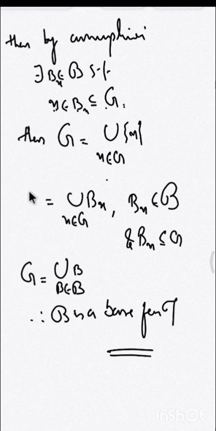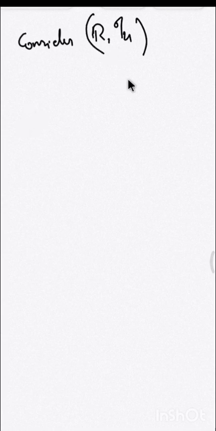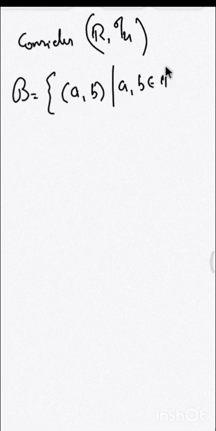So using this characterization, we are going to prove some base for real numbers with the usual topology. Consider real numbers with the usual topology, denoted by tau u. And I take script B as the collection of all open intervals of the form (a, b) in the real line where a is less than b. Then this collection script B consists of subsets of the real line of the form open intervals, and this script B is a base for the usual topology.